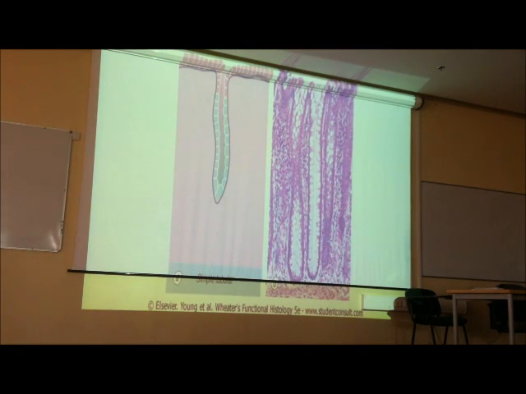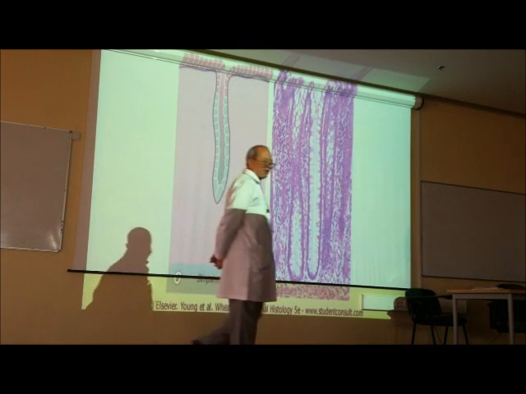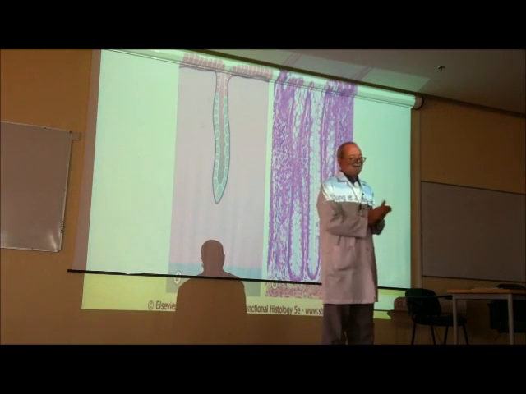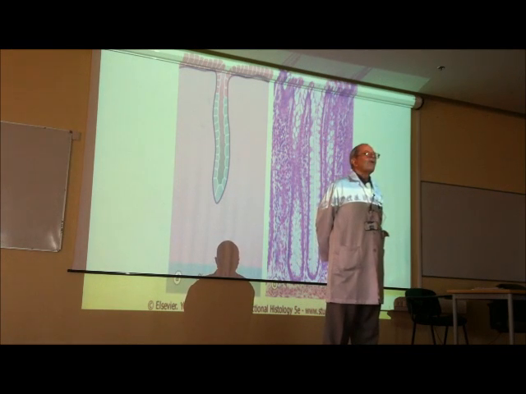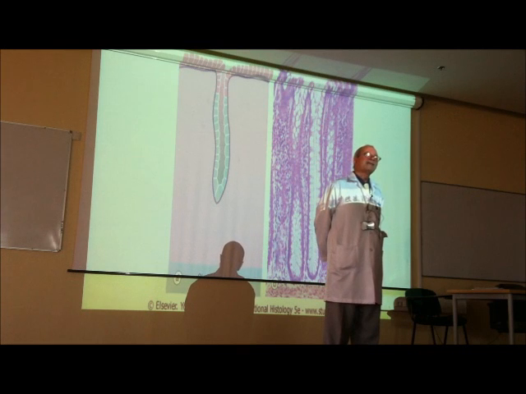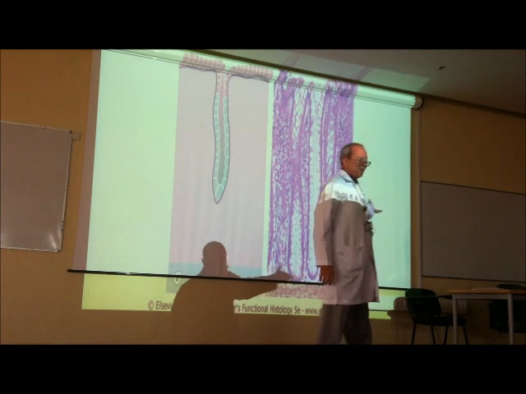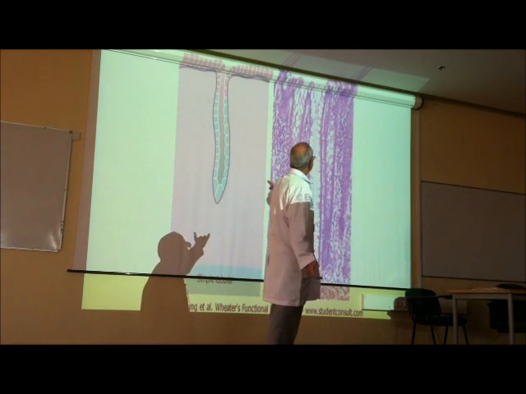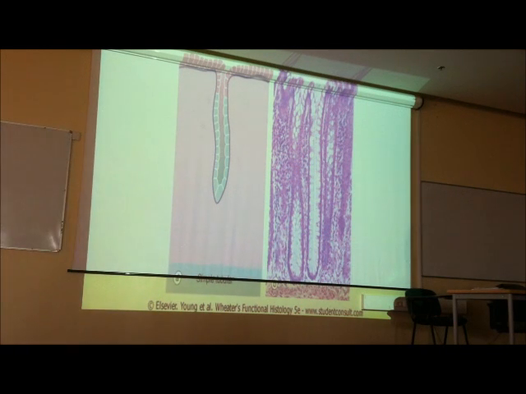Okay. What is the type of this gland? Simple tubular gland. One unbranched duct and an unbranched gland. Okay. Simple tubular gland. Very easy. Simple tubular gland. Clear or not clear? Clear.